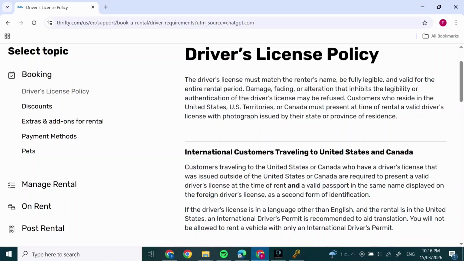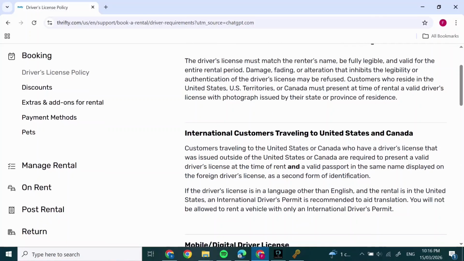Also, customers who reside in the United States, U.S. territories, or Canada must present at time of rental a valid driver's license with photograph issued by their state or province of residence. And international customers traveling to the United States or Canada who have a driver's license that was issued outside of the US or Canada are required to present a valid driver's license at the time of rental and a valid passport in the same name displayed on the foreign driver's license as a second form of identification.